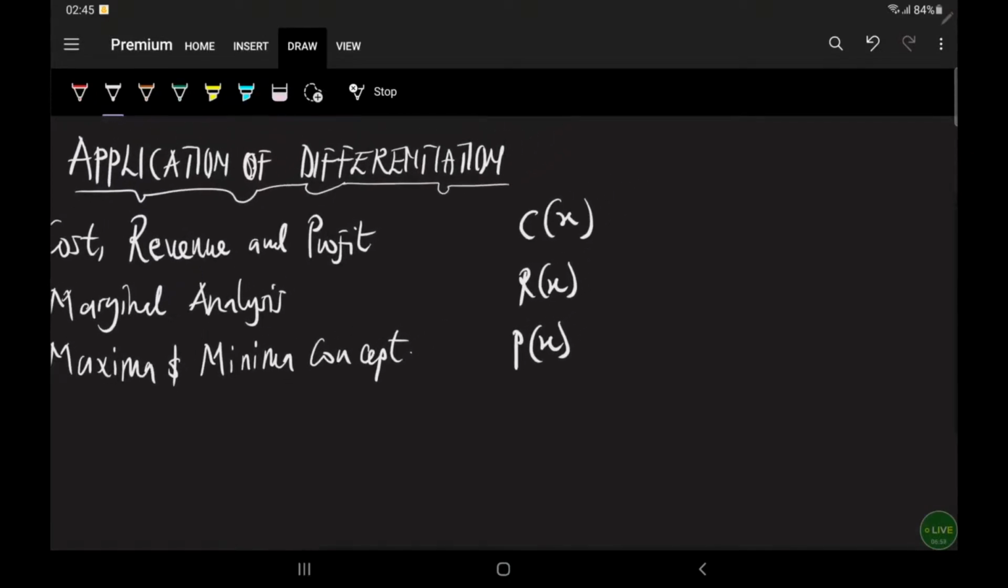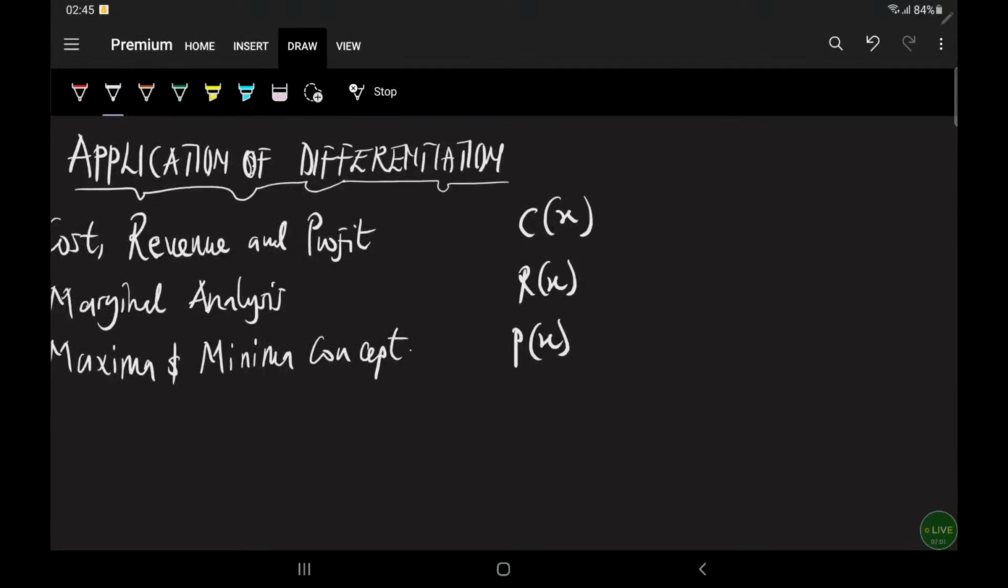The cost function is a function that helps us know the total cost incurred in the production of a particular good or service. The revenue function helps us know the total revenue derived from the sale of that product or service. And the profit function is the difference between the revenue and the cost. If you have a profit, it means that your revenue is more than your cost. That's why we get profit. So profit, in terms of functions, is the revenue function compared with the cost function. I believe that is clear.